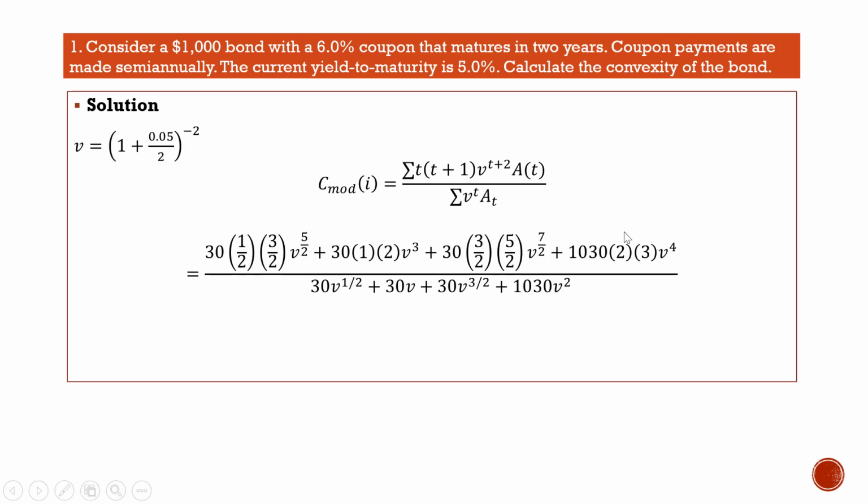So the last, at time 2, we get 1030 for A_t. t is 2, t plus 1 is 3, v to the t plus 2 is 4. And the bottom is just the present value function. So the convexity is 4.49. By the way, if the question just says calculate the convexity of the bond, you understand that is modified convexity. If the question says find the duration without specifying Macaulay duration or modified duration, we think about Macaulay.